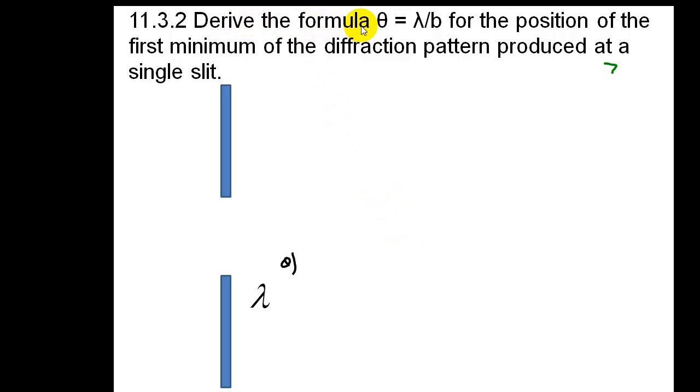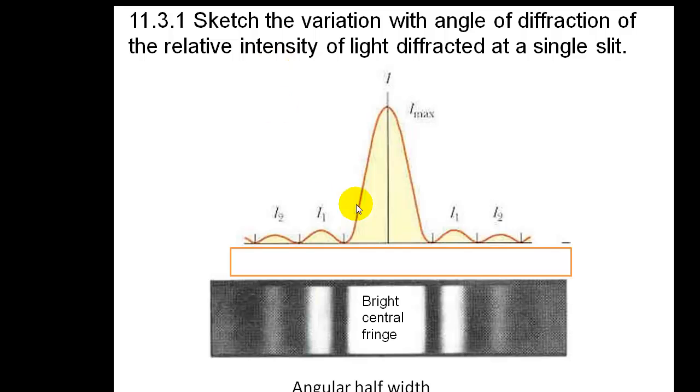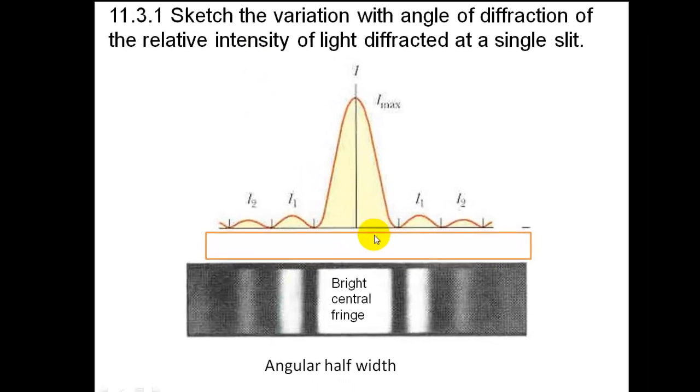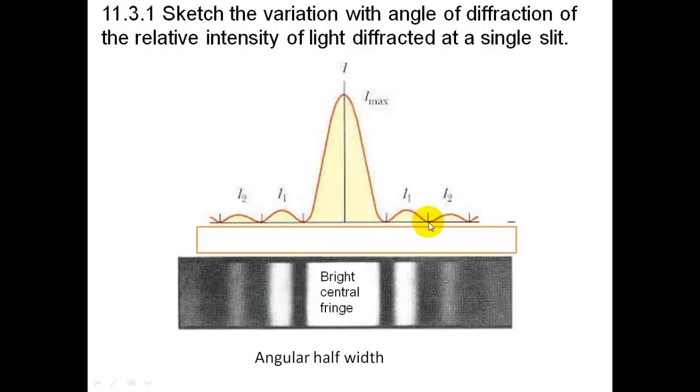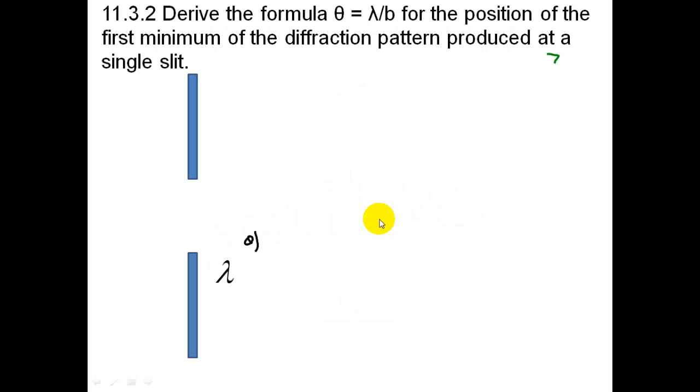So we have to derive this formula that the angle is equal to lambda divided by b for the position of the first minimum. So this is the first minimum, and this would be lambda divided by b as an angle from there. This would be 2 lambda from b, and this is basically called the angular half width. This is the size of the gap, which is b.